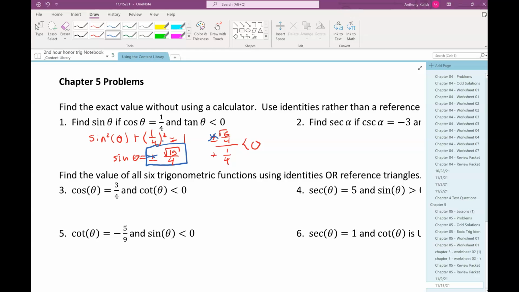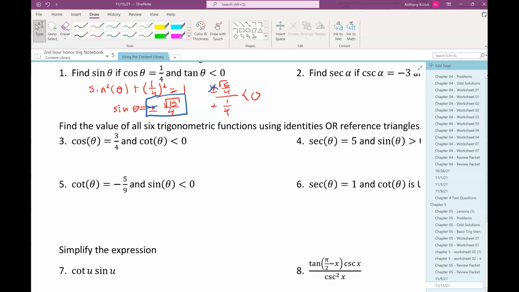Margot? Number 5. Sure. So I'm going to start with the Pythagorean here. So I have 1 plus cotangent squared is equal to cosecant squared.